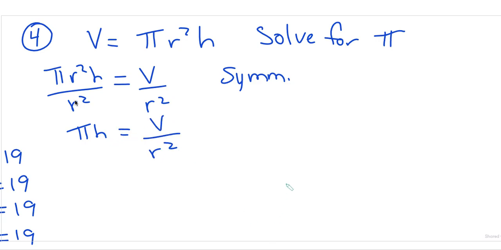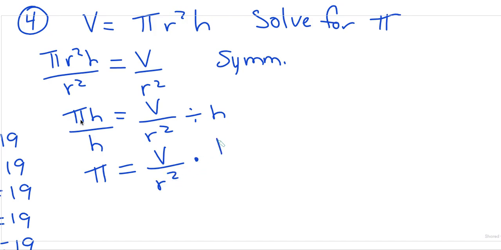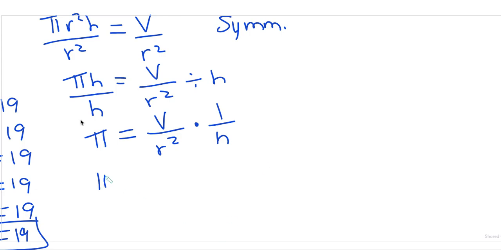Now we need to look at the h. The h is also multiplying by pi. So we're going to divide by h, and in this case we're going to divide by h. And because we have a fraction being divided, we're going to flip the second and multiply. So v over r squared times 1 over h. Pi is equal to v divided by r squared h.